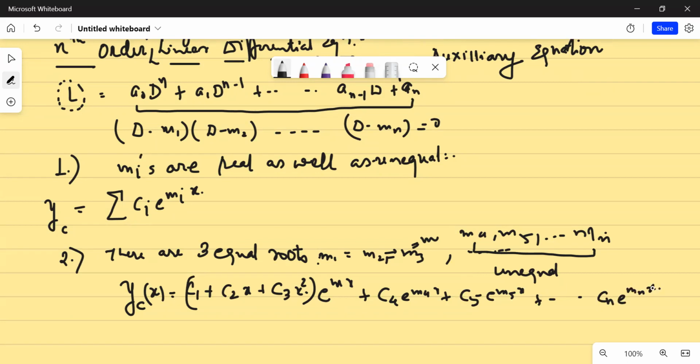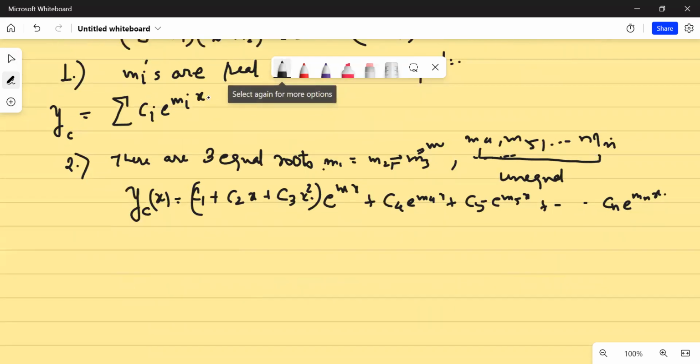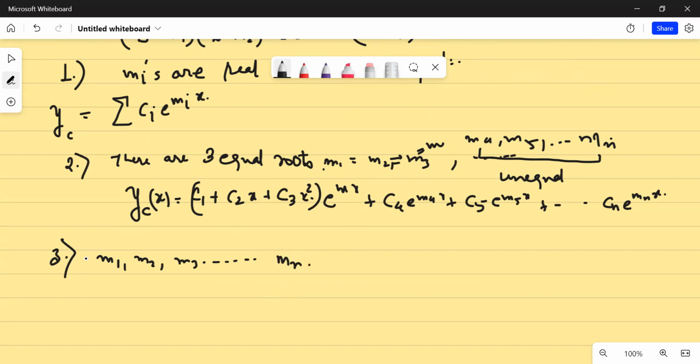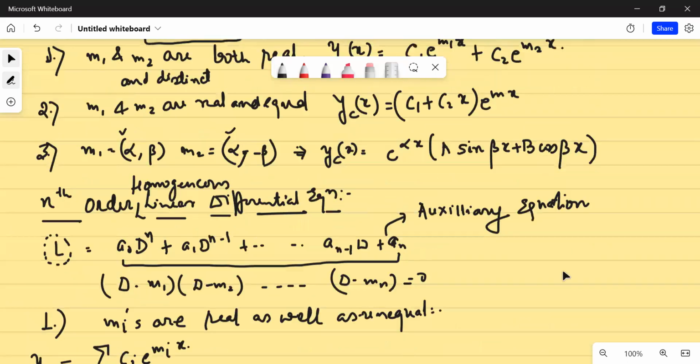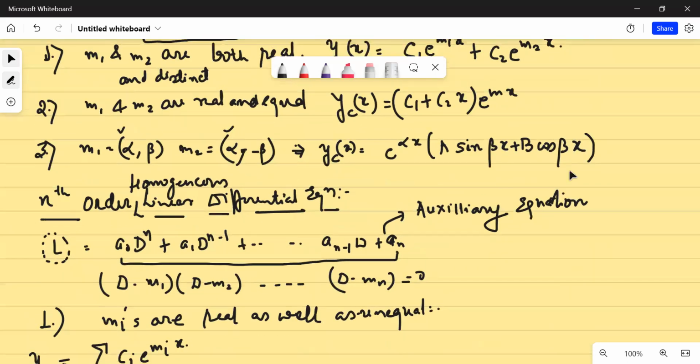I hope it is clear. And if the roots are imaginary, let's say m1, m2, m3, up to mn, all of them are imaginary, then simply write this solution. This will work here also. You may be confused and ask why I wrote it in this fashion here. How did I write it in this fashion?